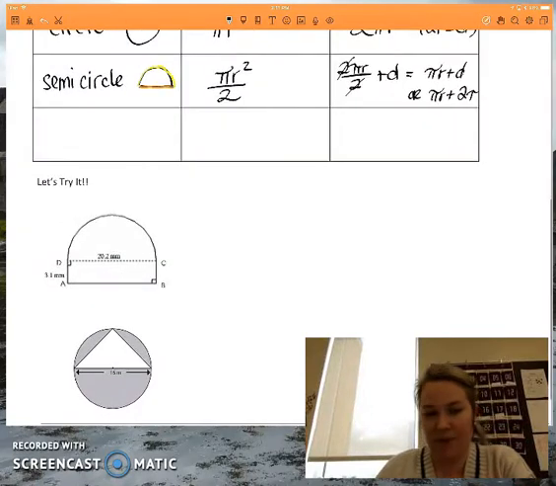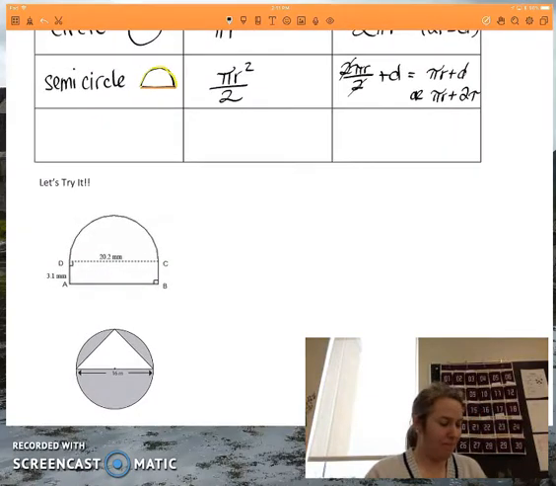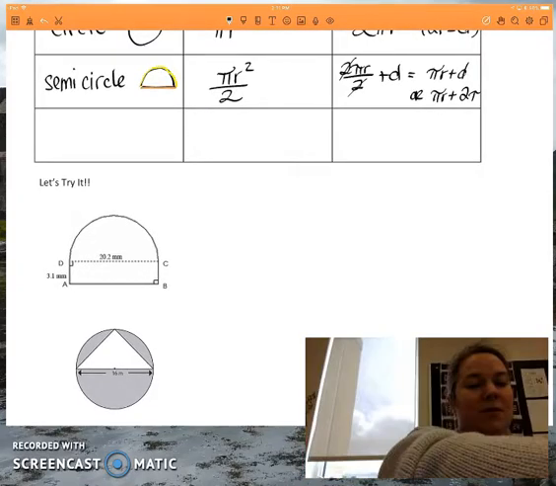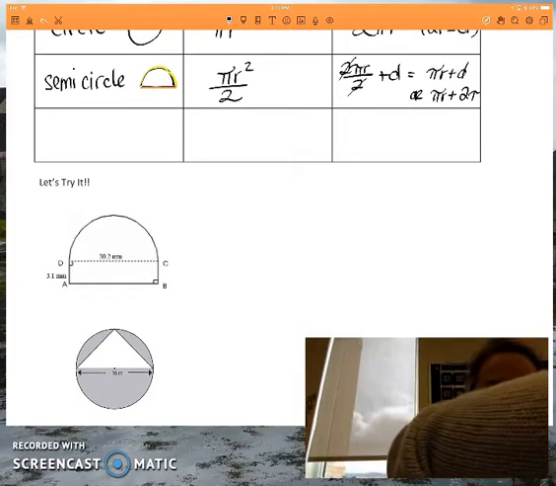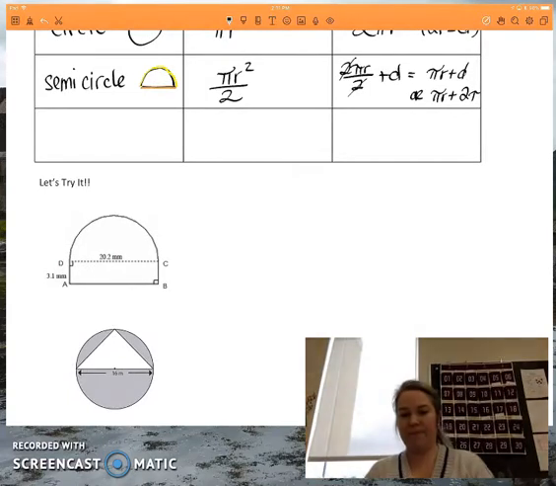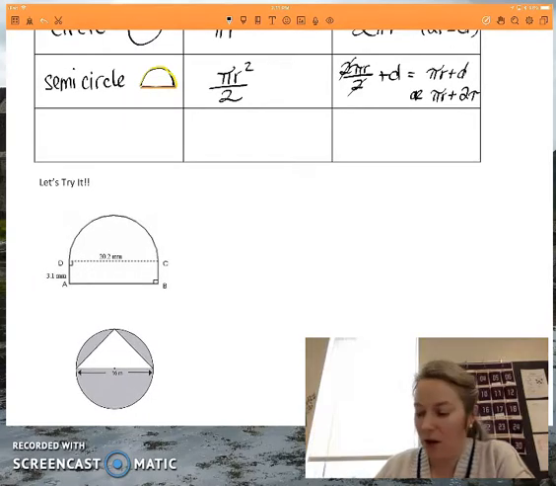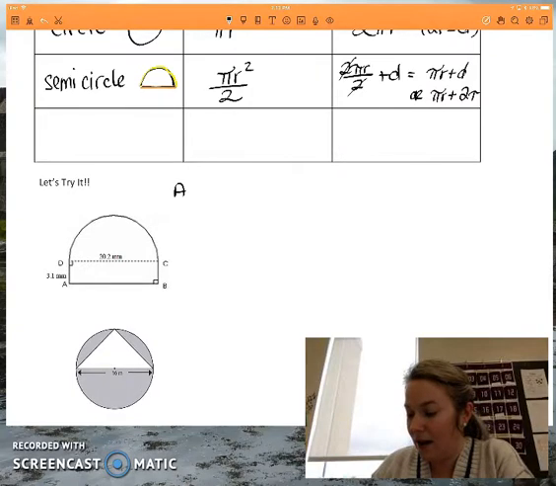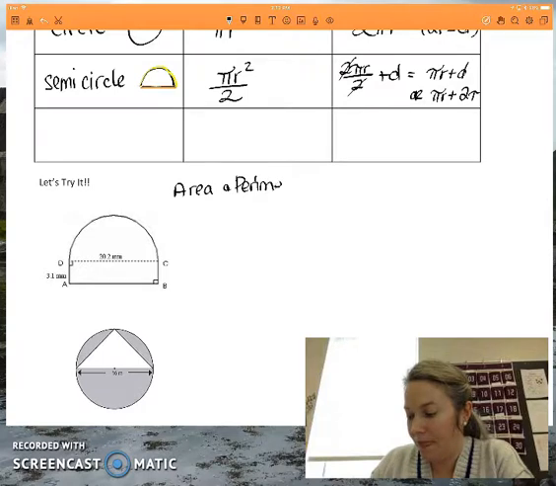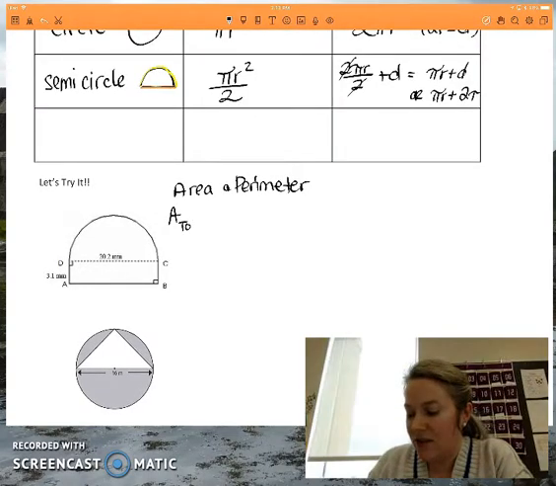So let's give it a try. We're going to try this shape right here, and we need to calculate the area and the perimeter. So we're going to do area and perimeter. And this is how I like to structure them.